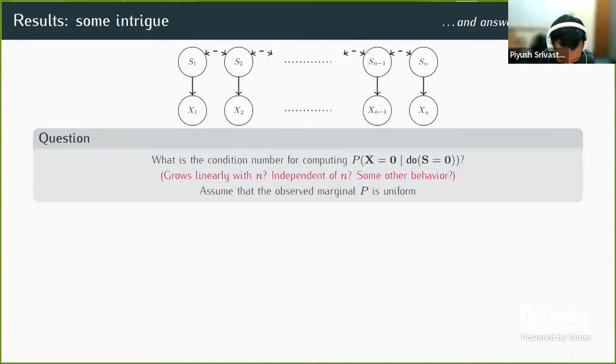So the quick question, remember, was we had this somewhat trivial looking model, two kinds of nodes, S and X, S1 to Sn and X1 to Xn. There's a directed edge from each si to the corresponding xi, and there's a hidden variable between each si and si plus one. And we wanted to look at the condition number for computing this expression, which is the probability of x equal to zero, on the intervention where all the s are set to zero.